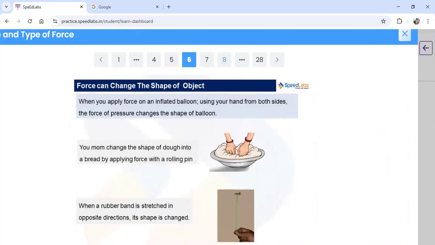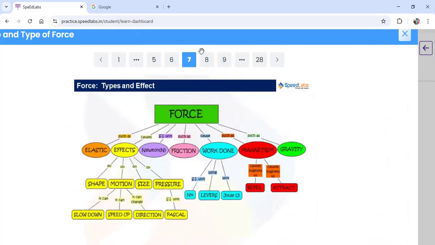Yes or no? Next, forces, types and effects. This flowchart you see, children. Force, such as elastic, causes, effects. It may affect the shape, motion, size, and pressure. SI unit, Newton. Examples of force: friction. Cause: work done. Because of force, work is done, children.